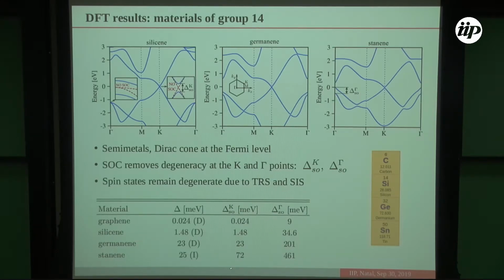You see that they grow with the atomic number. If we go from carbon through silicon, germanium, and tin, there is a growth both at the K point and at the gamma point. So these are materials made of group 14. All of them are semi-metals.